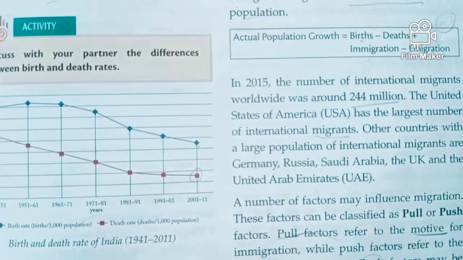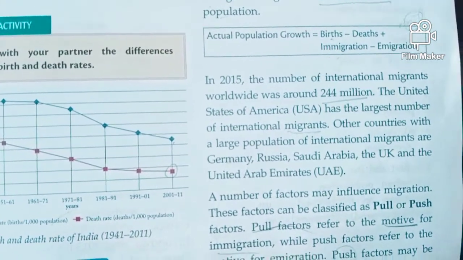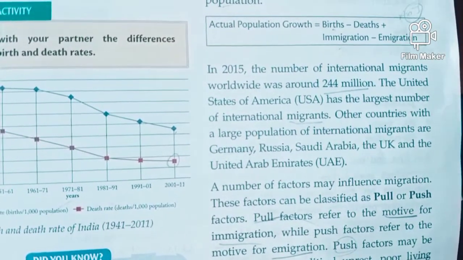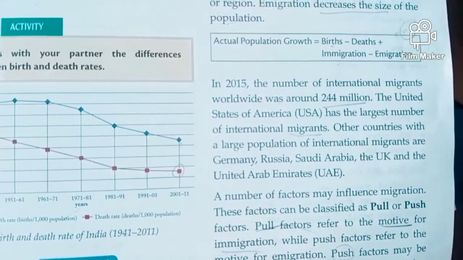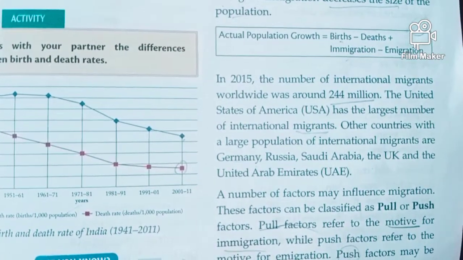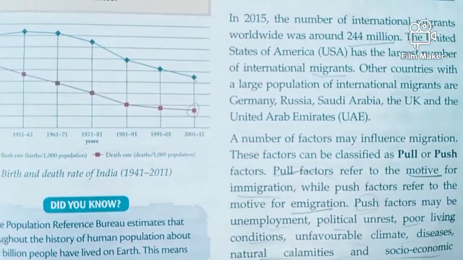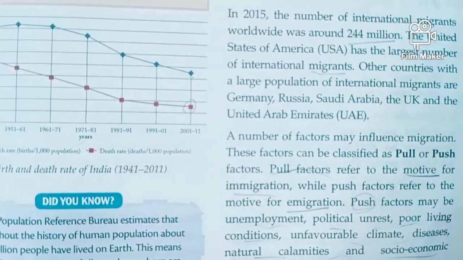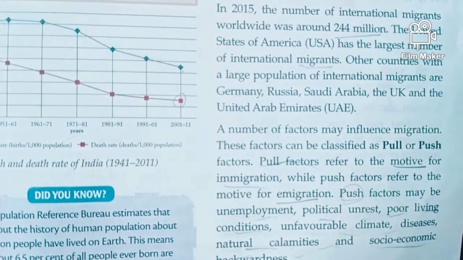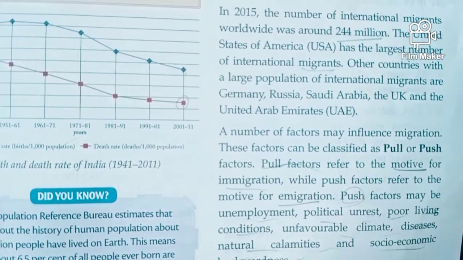So actual population growth, if you want to find it out, is not dependent only on the birth rates and death rates. Also we need to calculate immigration and emigration, because these also cause fluctuations of people in and around. So totally, along with the birth rates and the death rates, these two also impact the population growth. Here take a look, according to 2015 data, in the world 244 million people migrated from country to country.